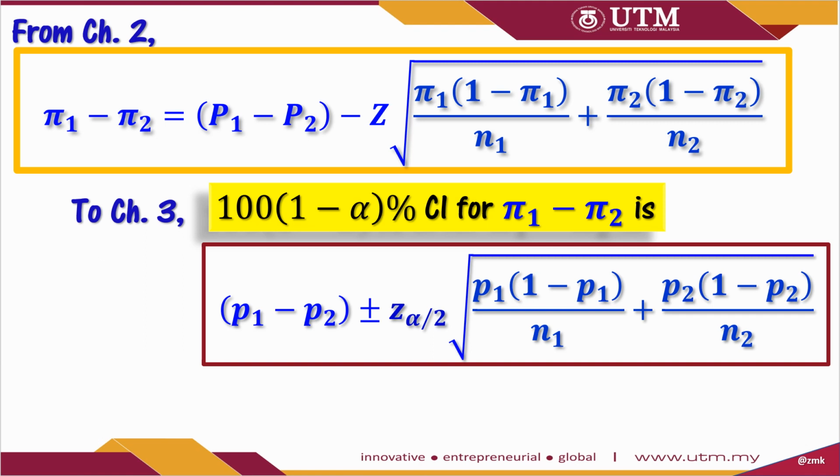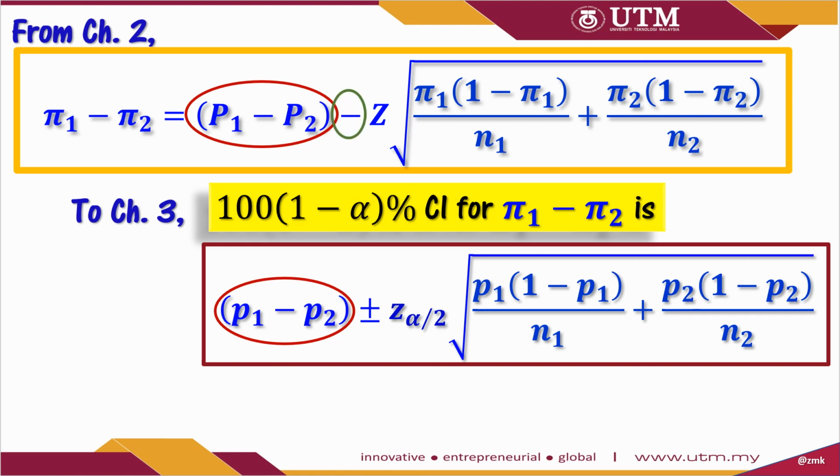Small p1 minus small p2 plus minus z-score at alpha over 2 multiplied by the square root of p1 times 1 minus p1 over n1 plus p2 times 1 minus p2 over n2. Notice here that the sampling random variable P1 minus P2 in the first expression now changes to a small p1 minus p2, which is the point estimate value for a difference between two unknown population proportions, pi1 minus pi2.